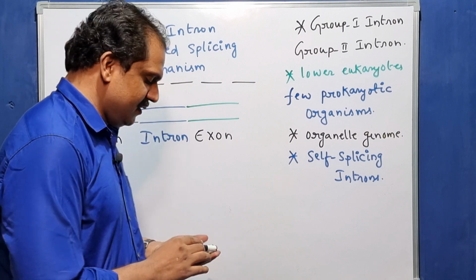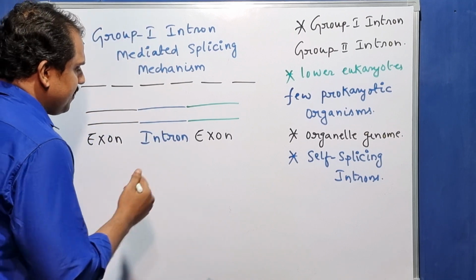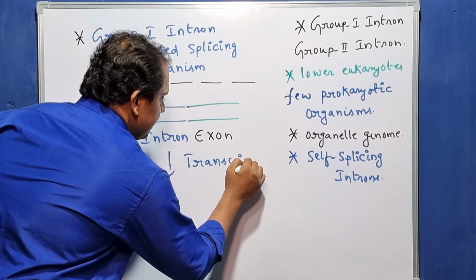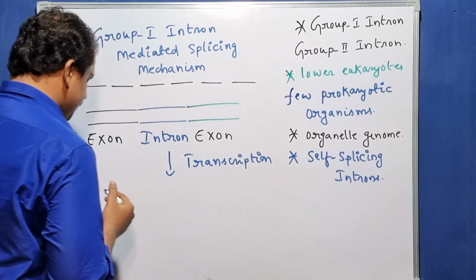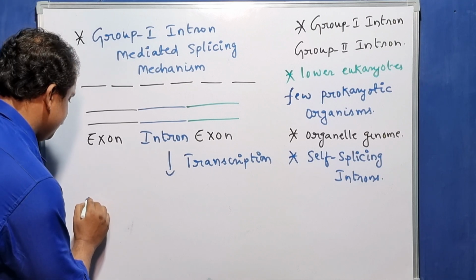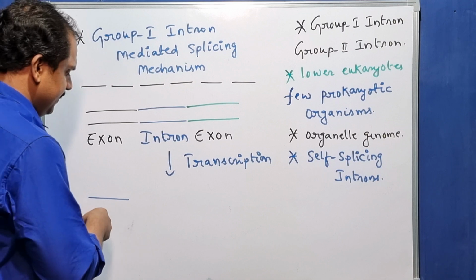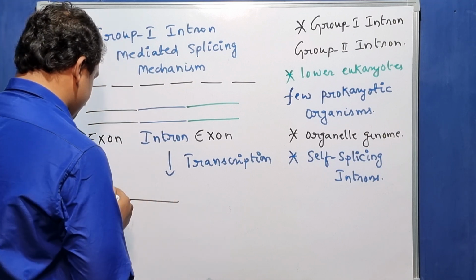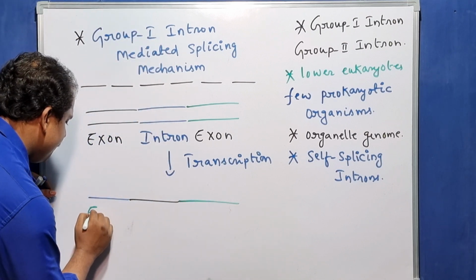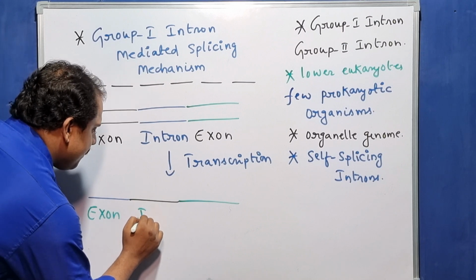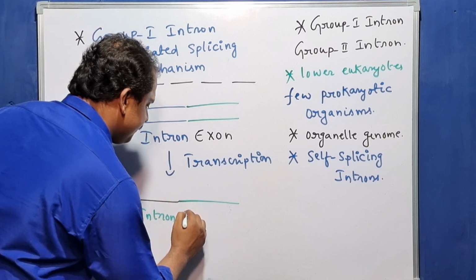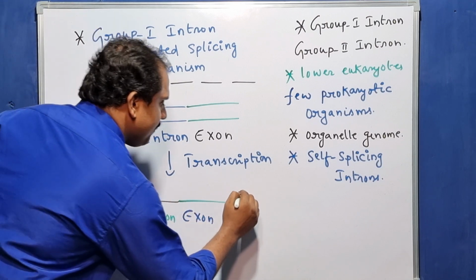Is it clear? So let me write it here. During the transcription mechanism, it leads to the expression of a primary transcript, right? So here it is nothing but the primary transcript. So here it is nothing but the exon and here it is nothing but the intron and again it is nothing but the exon. Primary transcript.